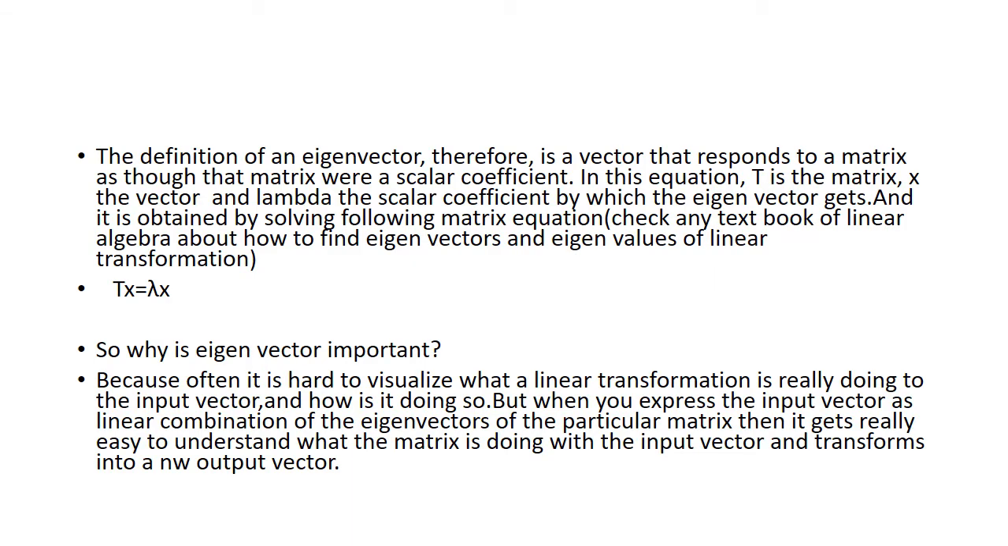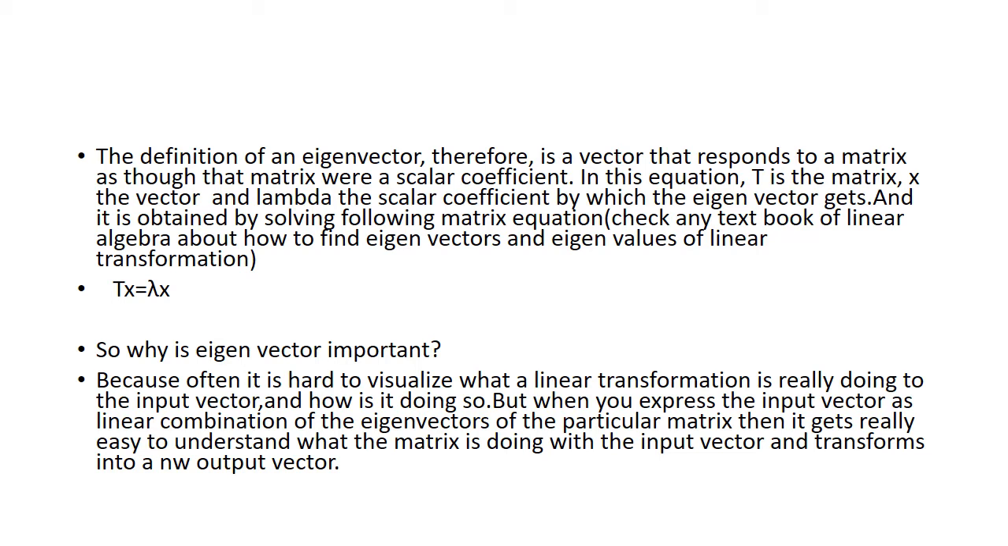So the definition of an eigenvector, therefore, is a vector that responds to a matrix as though the matrix were a scalar coefficient. In this equation, T is the matrix, x is the vector, and lambda is the scalar coefficient by which the eigenvector gets scaled. It is obtained by solving the following matrix equation. You can check any textbook of linear algebra about how to find eigenvectors and eigenvalues of a linear transformation. So here it is, Tx is equal to lambda x.